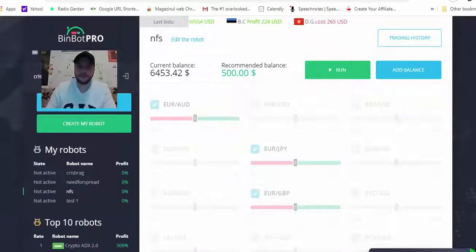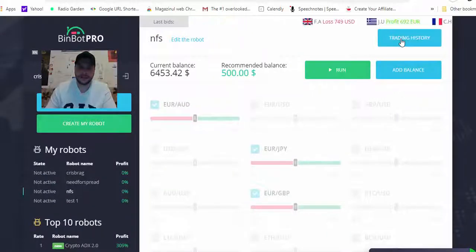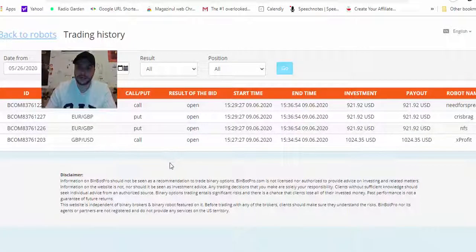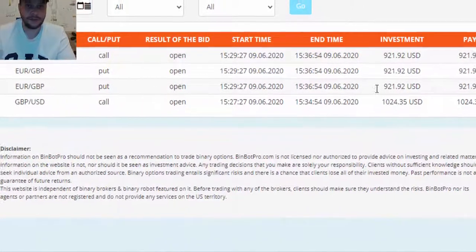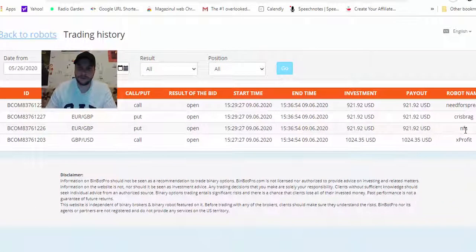So let's go back to the Binbot Pro and see the trading history which was placed. We have all in the money but Ethereum USD, which was placed by the Need for Spread Robot. We have Euro GBP placed by Chris Bragg Robot, Euro GBP again placed by NFS, and we have GBP USD, which is a buy. It was placed by XX Profit.